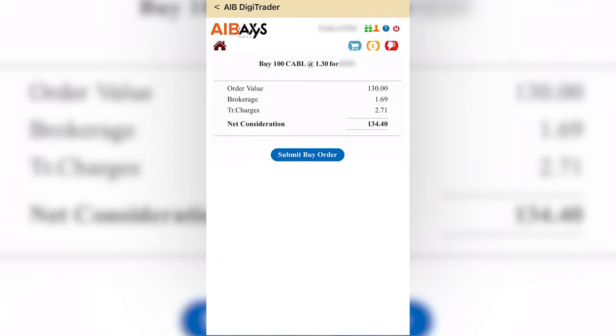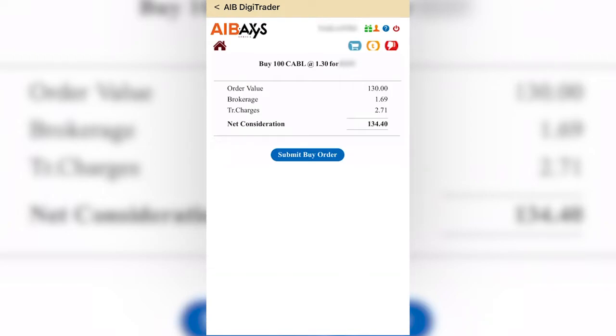Then we have your order value. Since you're buying 100 shares at 1 shilling and 30 cents, your order value is 130 shillings. And then we have your fees. First, there's a brokerage fee, which should be 1.3% of your order value, and your transaction charges. Your total fees should add up to about 2.1% of your trade. Your net consideration is therefore 134 shillings and 40 cents, with the fees being the 4 shillings and 40 cents.